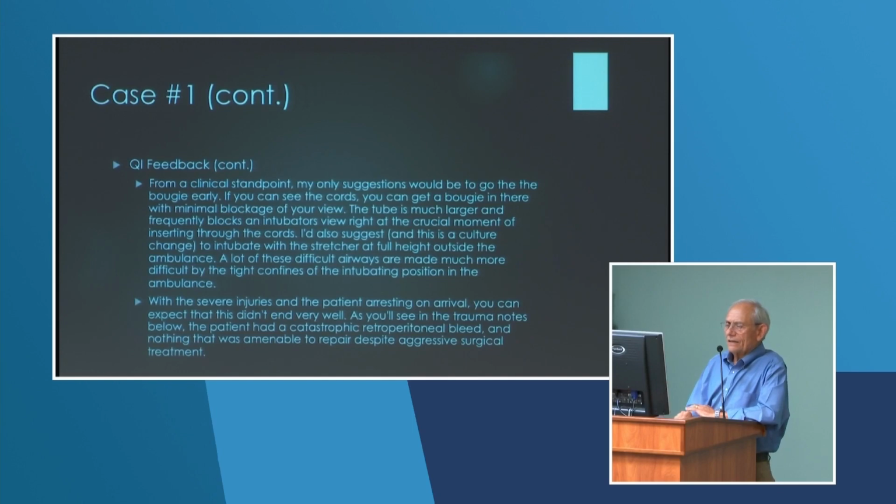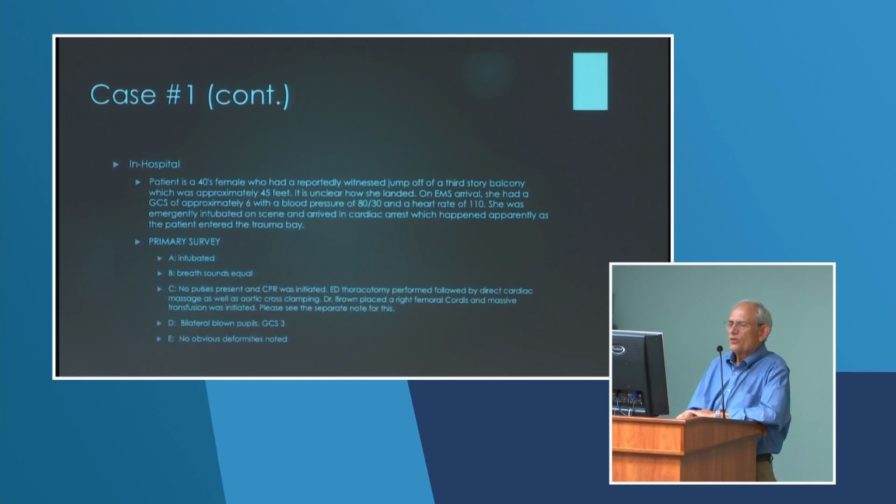Patient had a catastrophic retroperitoneal bleed. Nothing that was amenable to repair despite aggressive surgical treatment. So she went to, here's the hospital report. A 40-something-year-old female, witnessed jump. EMS arrival: GCS of 6, blood pressure 80 over 30, heart rate of 110, emergently intubated on scene.